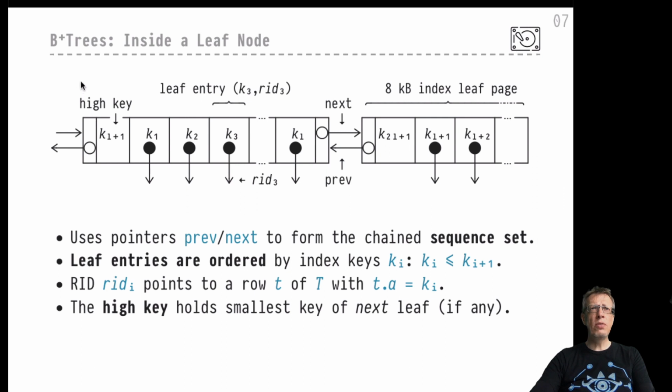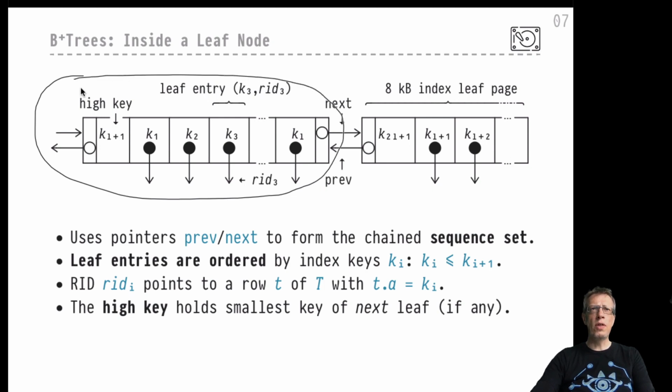And what you can see here in this schematic drawing, let me circle that. This guy is one leaf node, and it thus occupies 8 kilobytes of space. Okay, so this would be a zoom into the 8 kilobytes of space inside one leaf node.